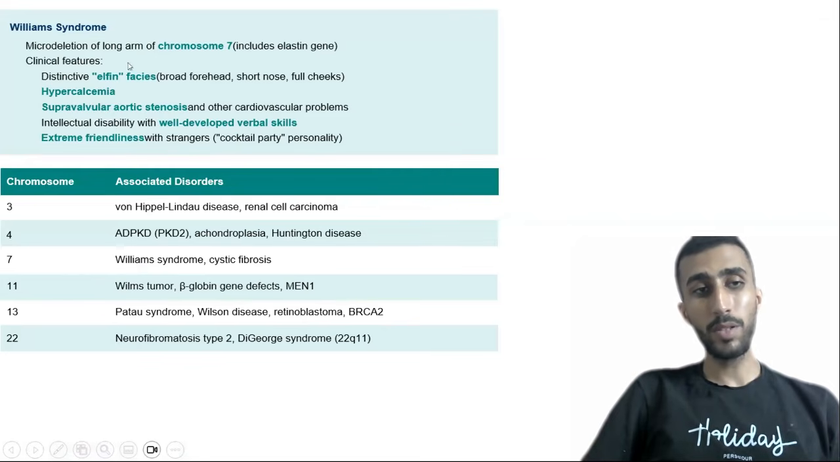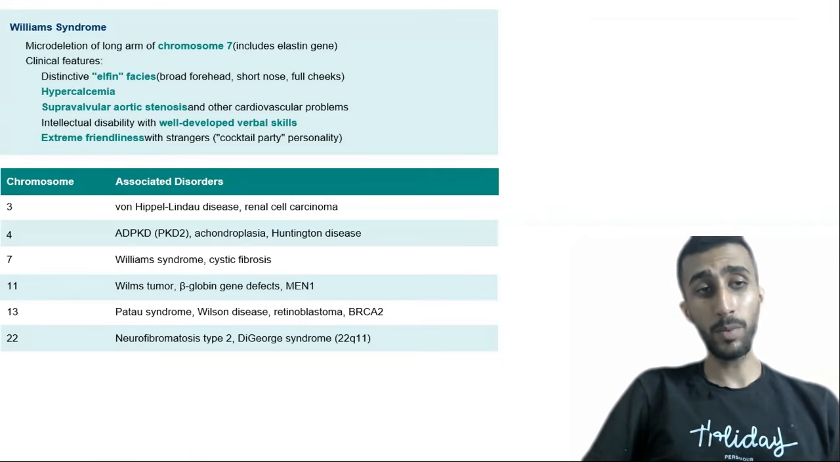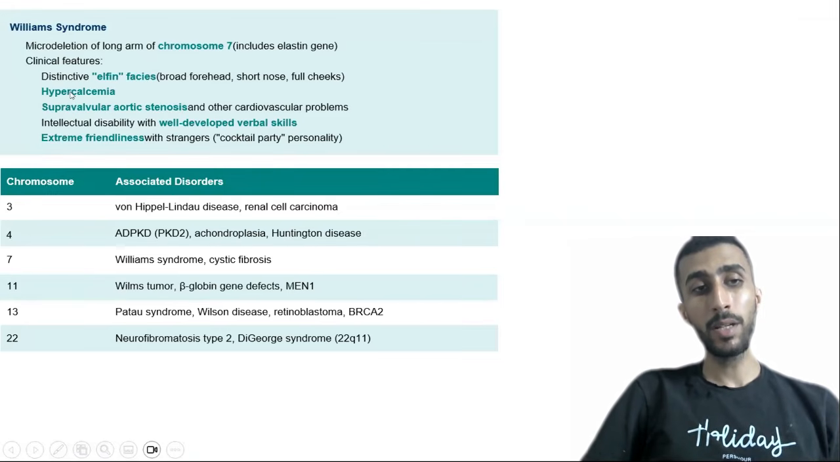Then next, also Williams syndrome. There is a microdeletion of the long arm of chromosome 7. So Cri-du-chat and Williams syndrome include some sort of microdeletion. In Williams syndrome, the people have extreme friendliness with strangers. They are famous for being extremely friendly with strangers, and they will have well-developed verbal skills, but they have characteristic elfin features, such as if you look at their face, they will have a broad forehead, short nose, and full cheeks. Also hypercalcemia.